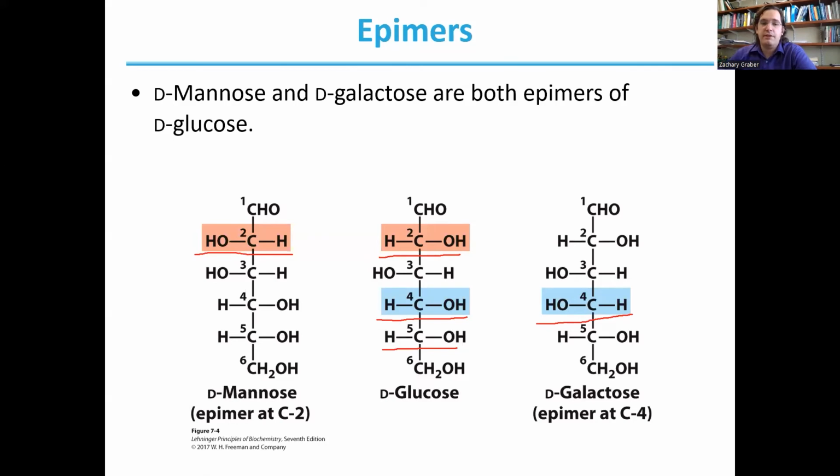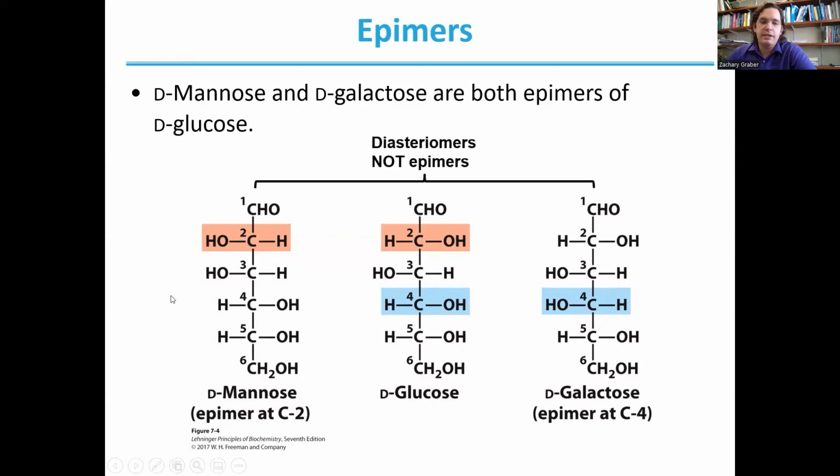Notice that as we change each of these chiral centers that aren't the final chiral center, we always end up changing the name of our sugar as well, right? So glucose, again, specifically refers to this arrangement of our chiral centers. Mannose and galactose refer to these altered arrangements of our chiral centers. Note, while D-glucose and D-mannose are epimers here, as well as glucose and galactose, galactose and mannose are not epimers. They are just diastereomers, right? Because they differ at both the second carbon and the fourth carbon.